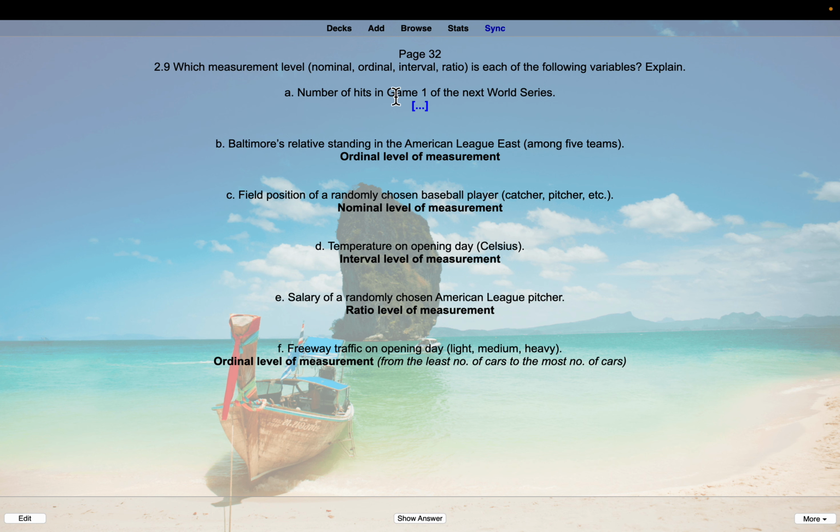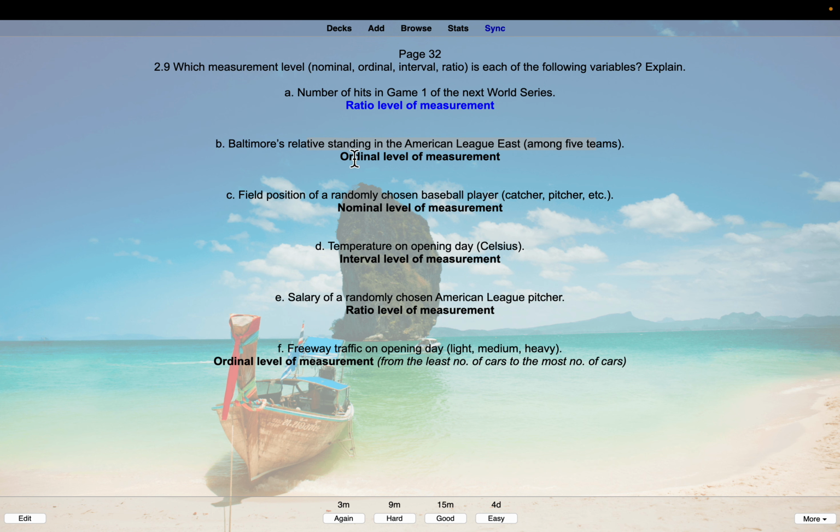Number of hits in Game 1 of the next World Series. Ratio level of measurement. Ratio, because there cannot be any negative number of hits. So again, 0 is significant. If we say we have 0 hits, that's a significant value. Temperature and opening day, that's interval for letter D. Letter C, field position on a randomly chosen baseball player. Position, that's nominal.